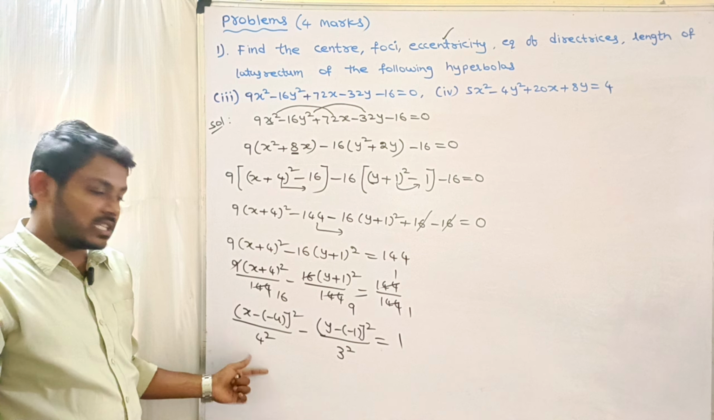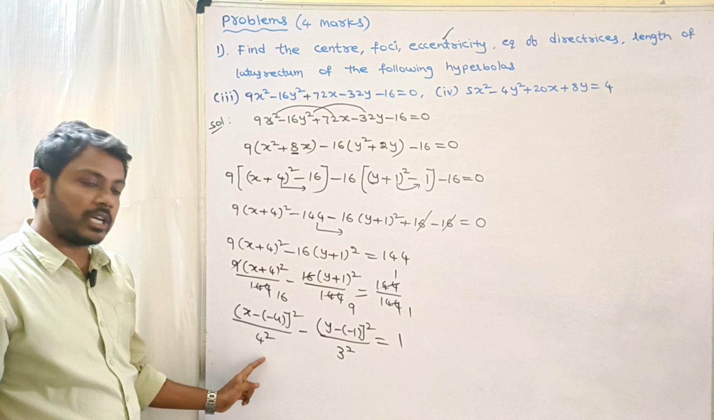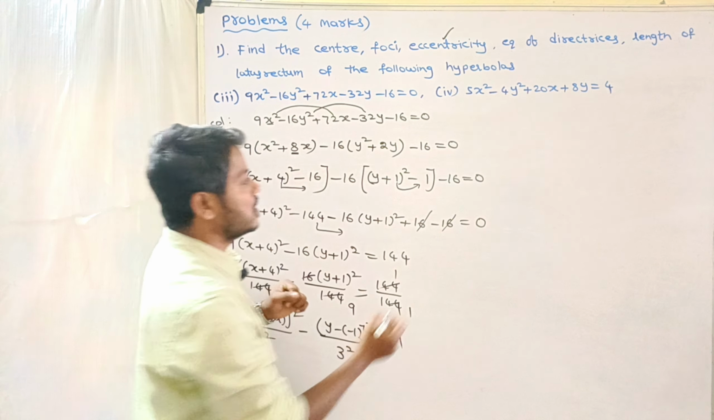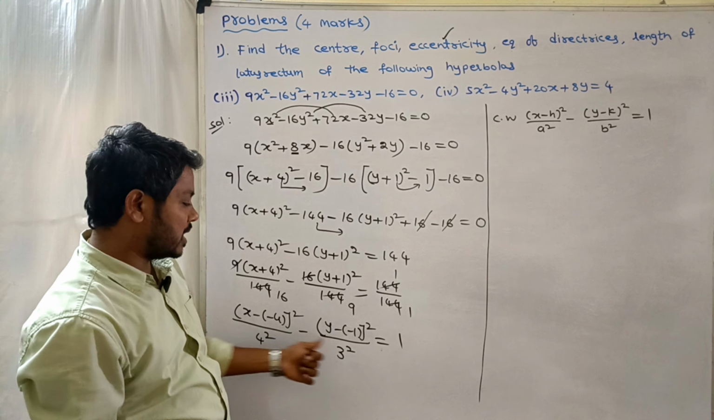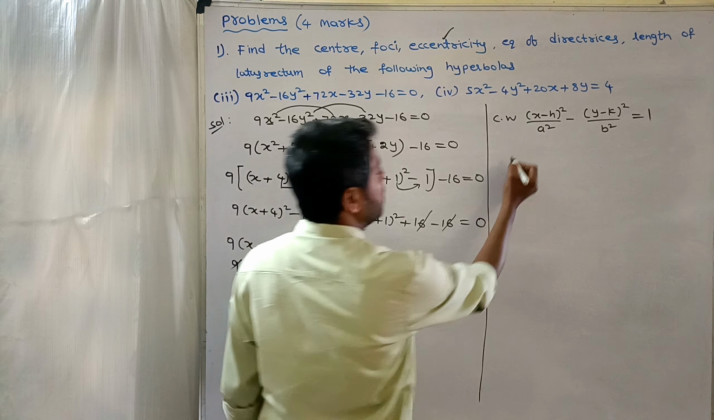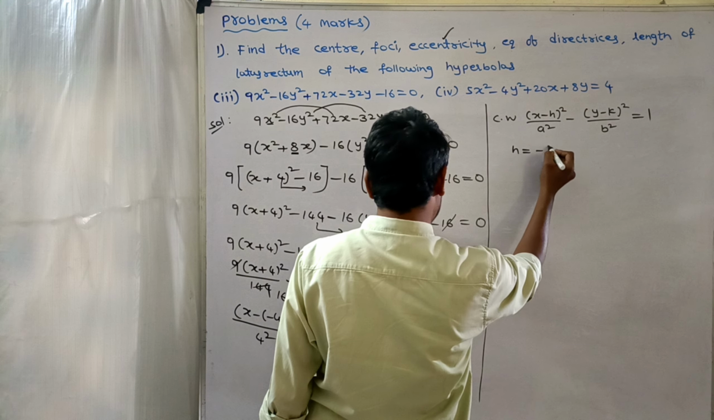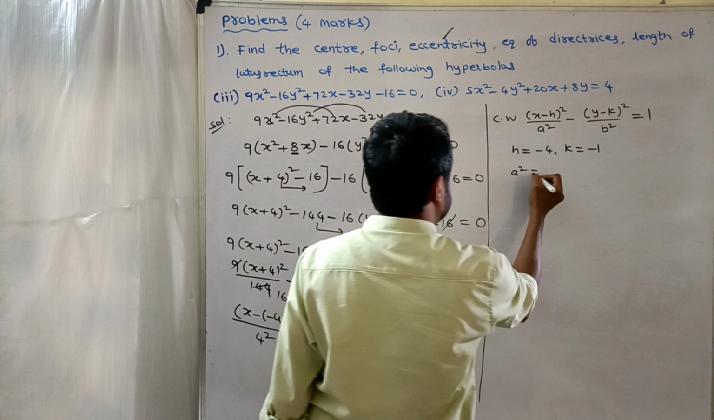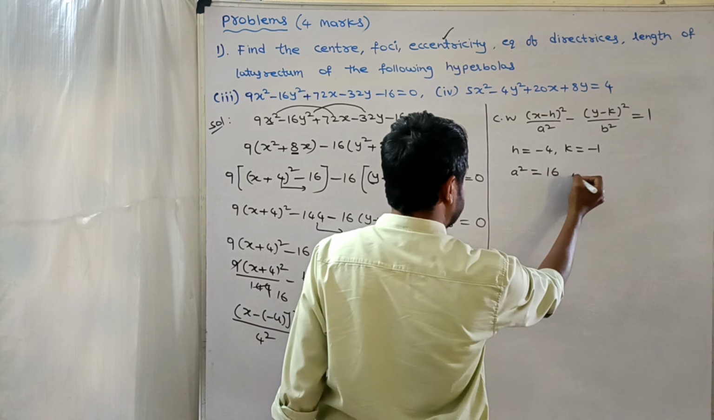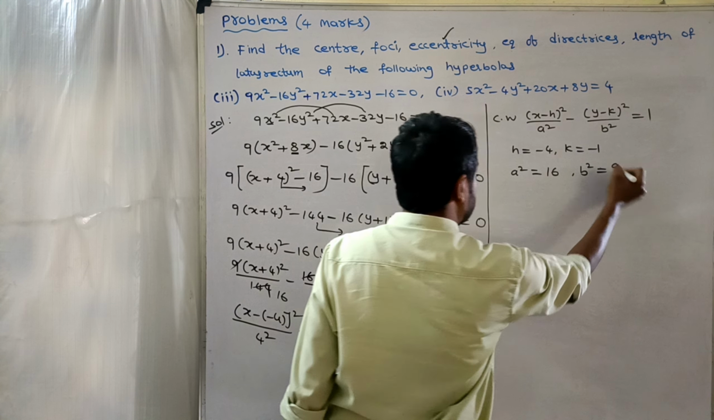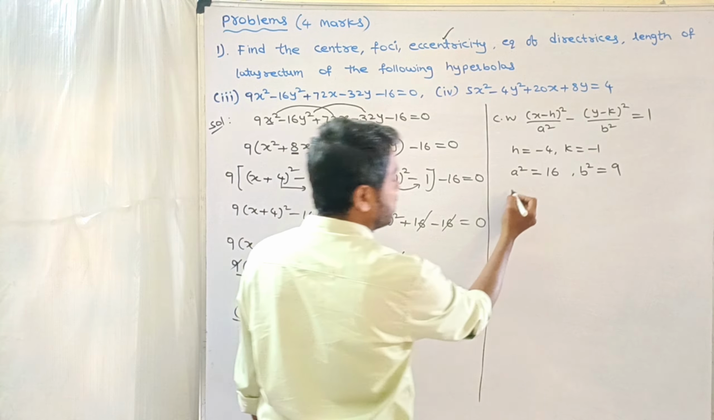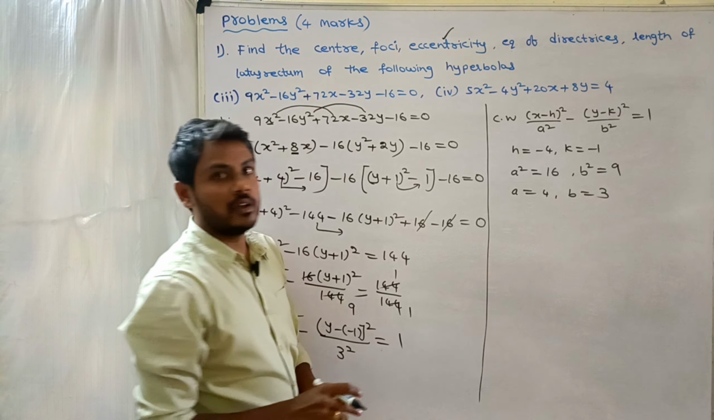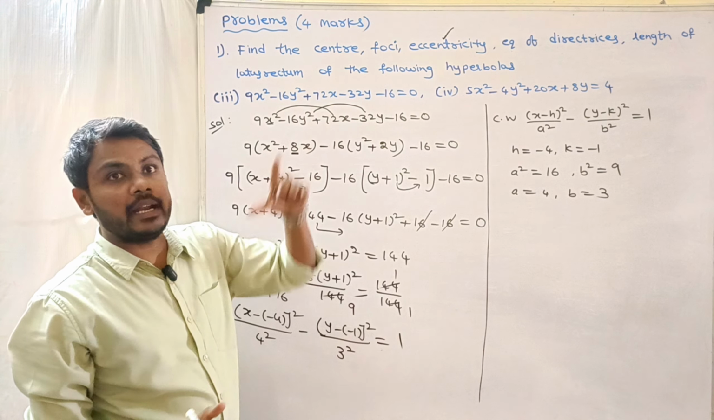Now clearly this is of the form (x minus h) whole square by a square minus (y minus k) whole square by b square equals 1. What is the h value? Minus 4, and k value minus 1. So h is equal to minus 4 and k is equal to minus 1. And what is the a square value? 16, and b square is equal to 9. From this a is equal to 4 and b is equal to 3. So first we can find the center.